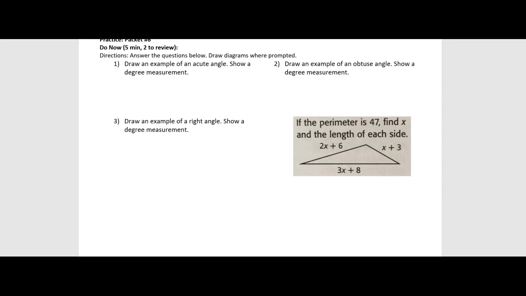All right, so number 1 says, draw an example of an acute angle, show a degree measurement. Well, we know acute angles are greater than 0 but less than 90, so I'm going to go with 30. But of course, there are many answers that you could have here. Number 2 says, draw an example of an obtuse angle, show a degree measurement. I'm going to go with 107 degrees. Obtuse angles, we know, are greater than 90, less than 180.